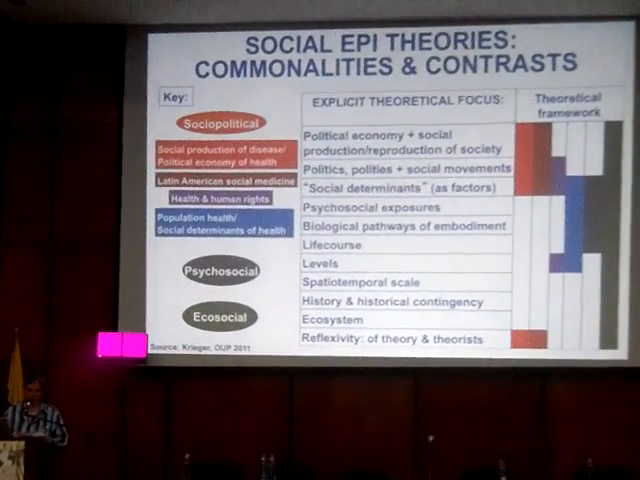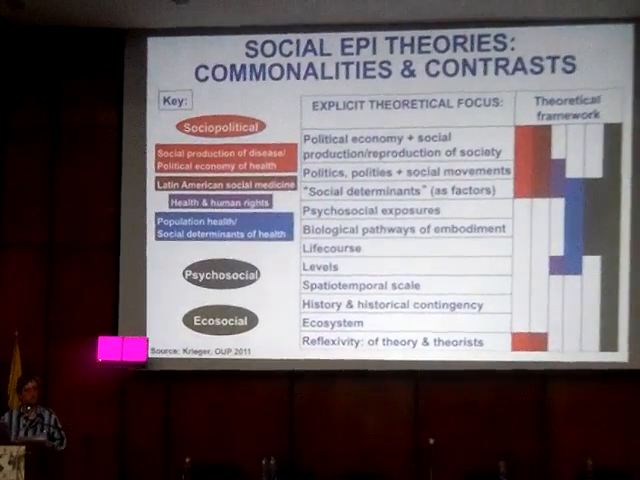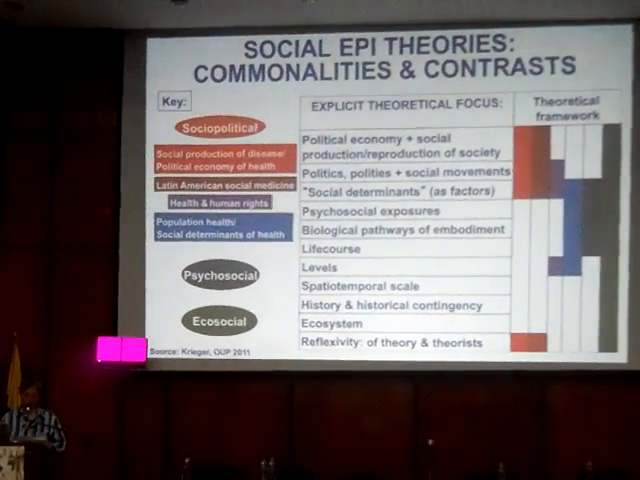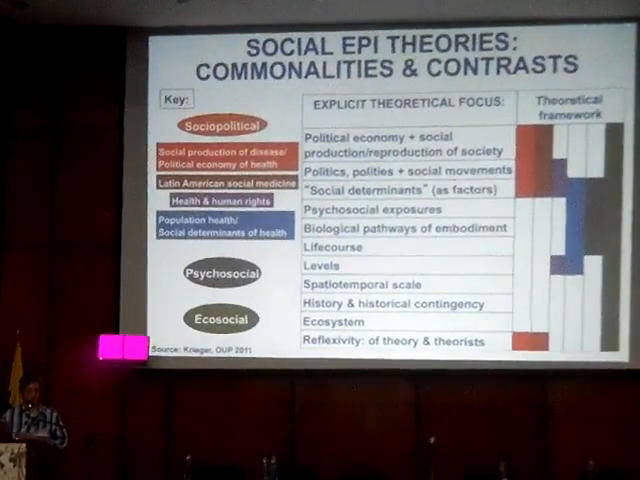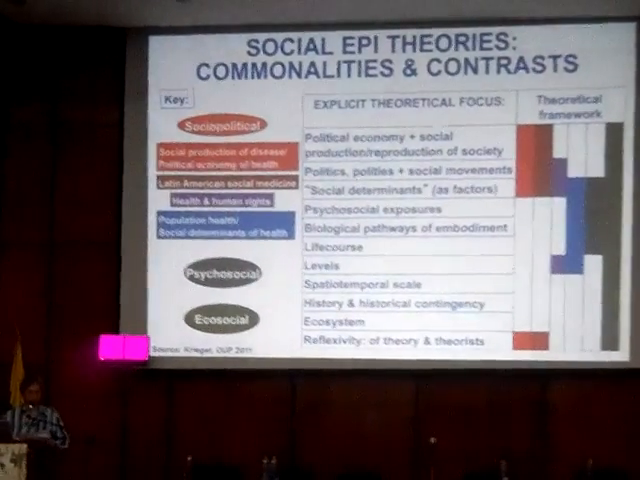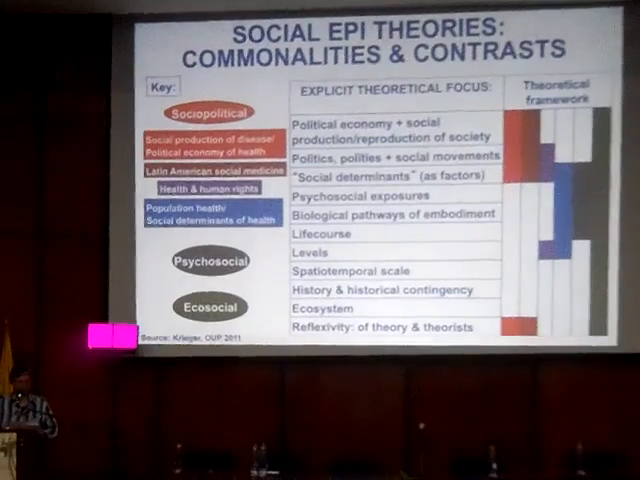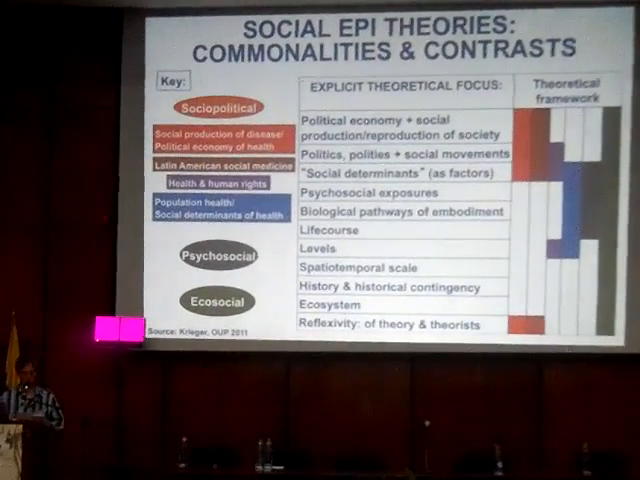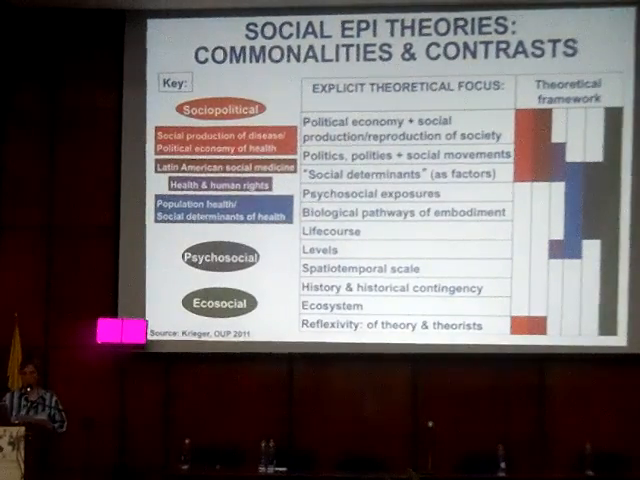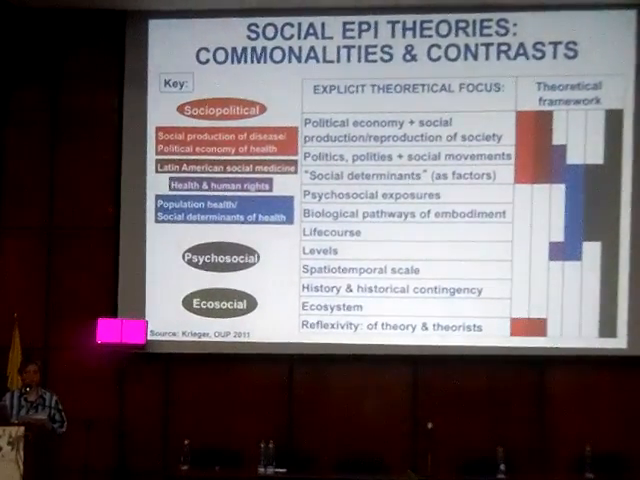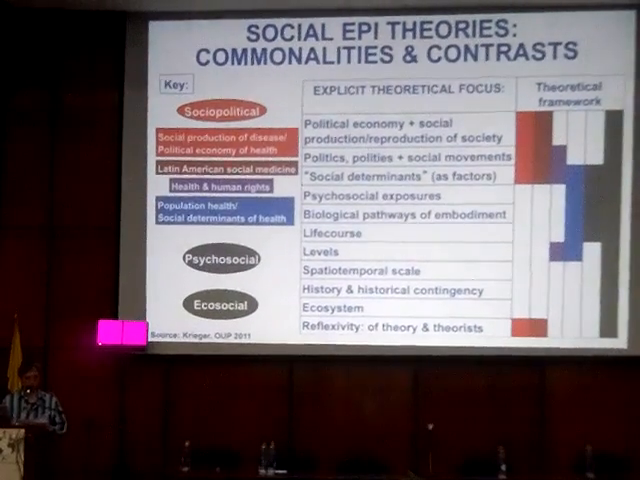The theoretical attention is primarily on the political and economic determinants, and not the biological processes by which they are embodied. Examples of such socio-political theories include social production of disease, political economy of health, the many complex and wonderful different strands, theoretically, of Latin American social medicine and collective health, as we have just been fortunate to hear about from Jaime Breilh, and we'll hear more later, and also, fourth, the framework of health and human rights.